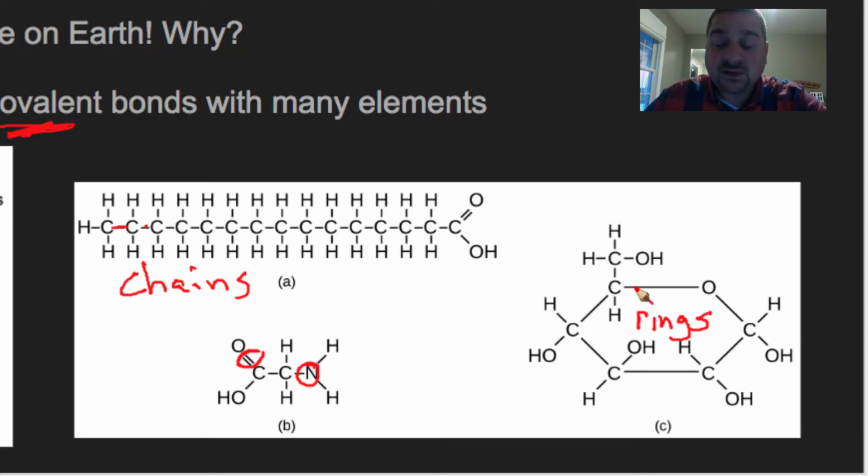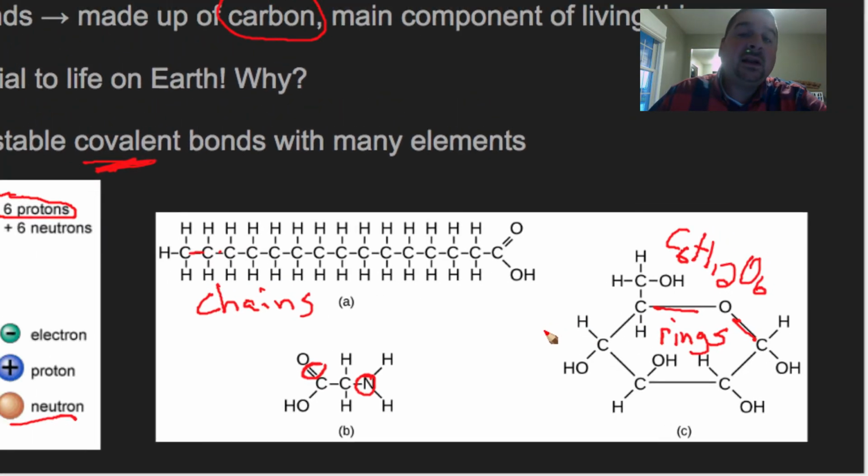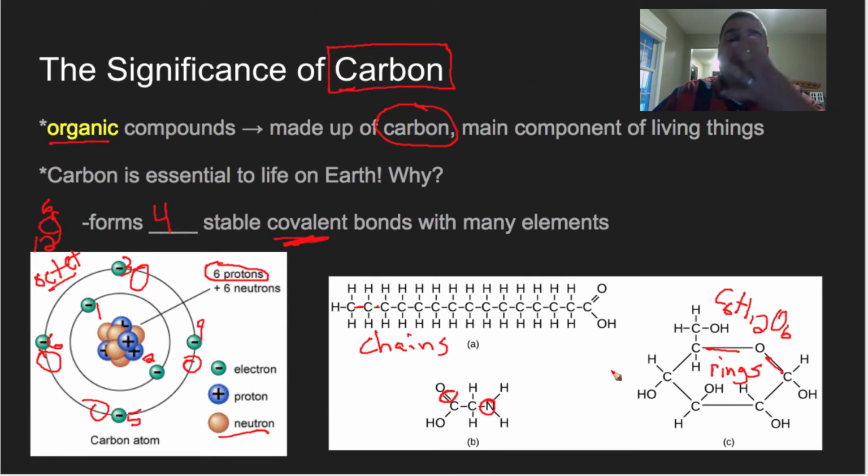and it can also form rings, ring-like structures. Okay, so here you see glucose, C6H12O6, if you would count up all the atoms, and you see that the carbons along with this oxygen here have formed a ring-like structure. So the ability to form chains and rings and have 4 covalent bonds with other things makes it very, very versatile, and it's kind of the basis for all of life here on Earth.